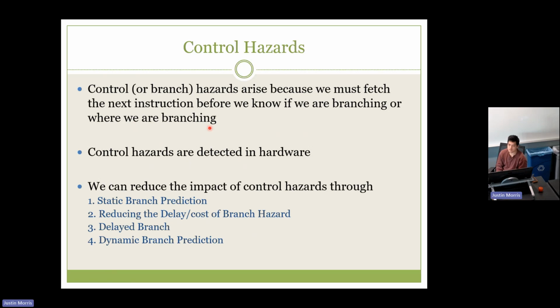So there are many different ways that we can reduce the impact of these control hazards. The first is what we talked about with branch prediction. We'll talk about this in detail. We can reduce the delay or cost of the branch hazards by trying to figure out if we are going to branch earlier. We don't need to wait until memory to figure this out. We have everything we need after we read the registers, right?